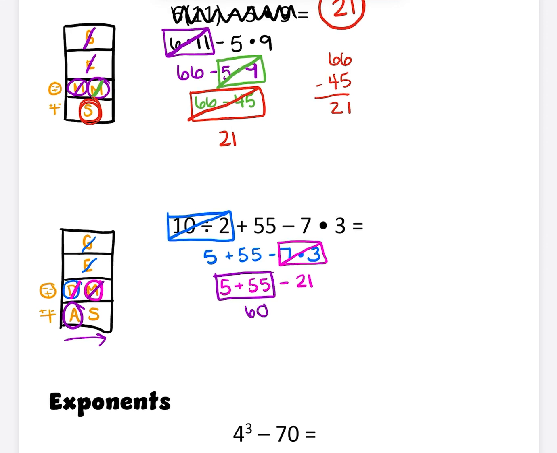55 plus 5. That's another easy one. That is 60. What's left is minus 21. And then our last step is subtracting. And again, I cannot do that in my head. So I'm going to borrow. That gives me 9. 3.